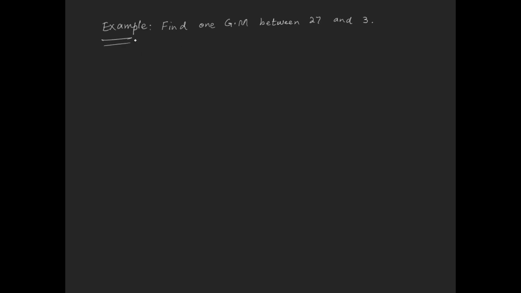Now we are doing another example, find one geometric mean between 27 and 3. So this is A and this is B, and we are finding geometric means.